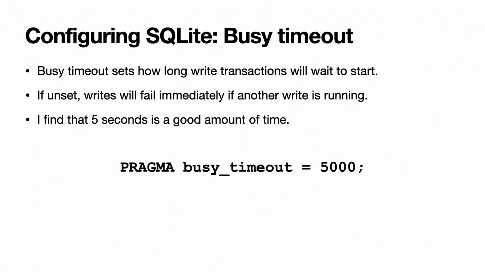So instead, we'll set this to the number of milliseconds we want to wait. I usually use 5 seconds. Sometimes you can use 30 as long as it's more than 0. That's kind of the biggest thing. And we're going to use this format here with a pragma, which is essentially a way to set settings on SQLite. So we're going to do PRAGMA busy_timeout equals 5000 for 5 seconds.